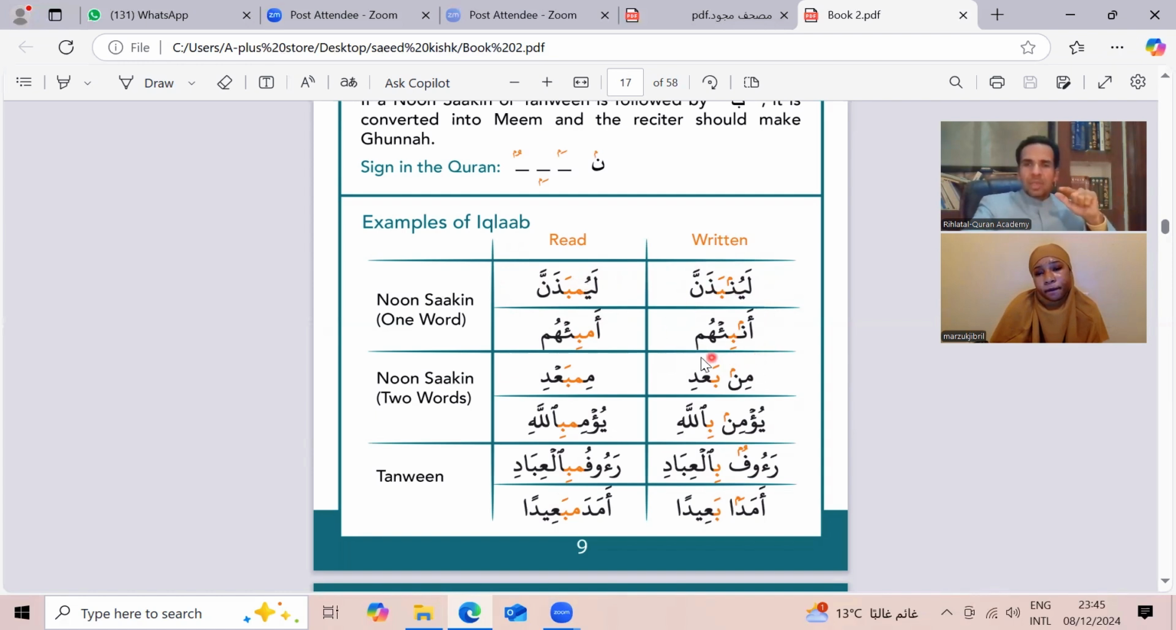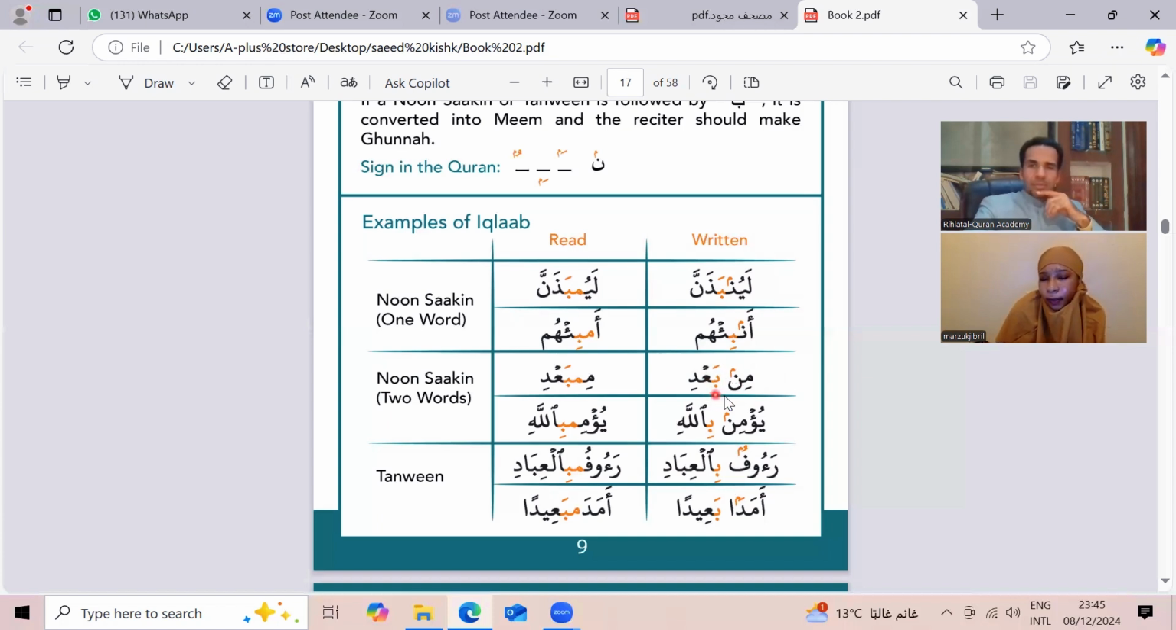Here, let's see the third example. Why does the noon sakinah carry a meem, and what does it mean? The noon sakinah carries meem. That means iqlab, right? Yes. Why iqlab?